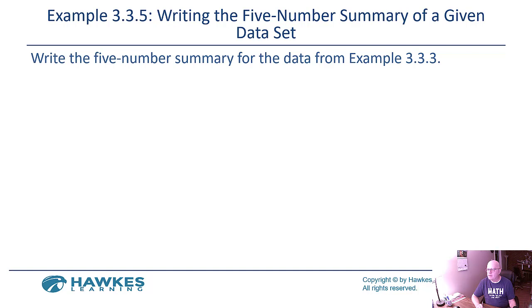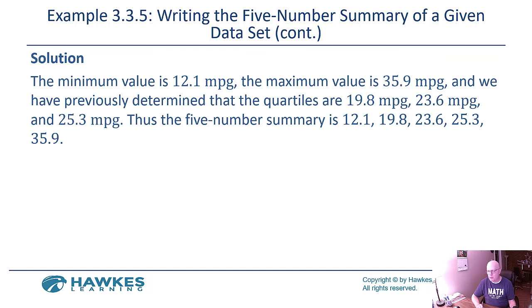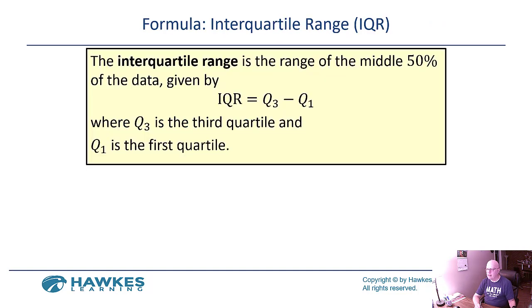So what's the 5-number summary for the data in example 3.3.3? I don't remember what 3.3.3 is. Do you? You can go back and check. There are your numbers. And the 5-number summary is right at the end of the last sentence. You can read that for yourself. Next.